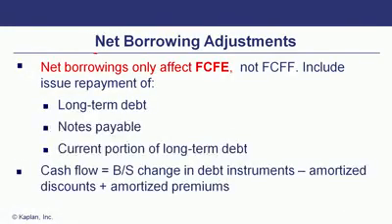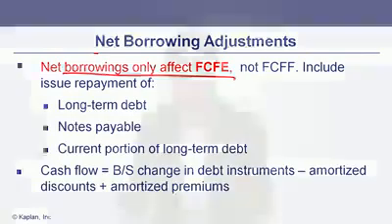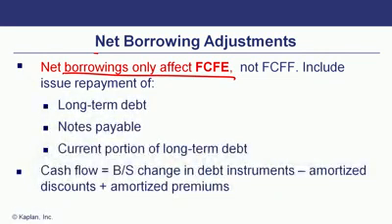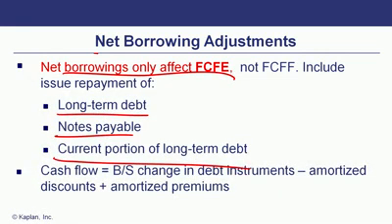Your net borrowing adjustment only affects free cash flow to equity, not free cash flow to the firm, because net borrowing is what you borrowed from the bondholders, right? And while this cash is available to the equity holders, it's not available to the entire firm, because that's the cash they essentially had put in. Any repayment of long-term debt, notes payable, or current portion of long-term debt goes into the net borrowing.